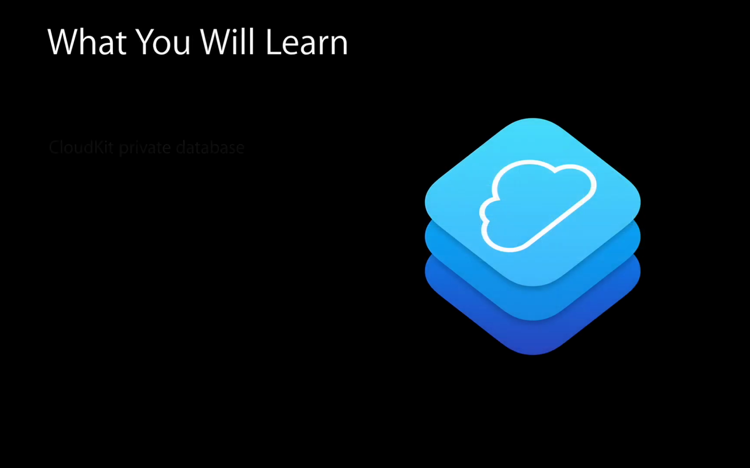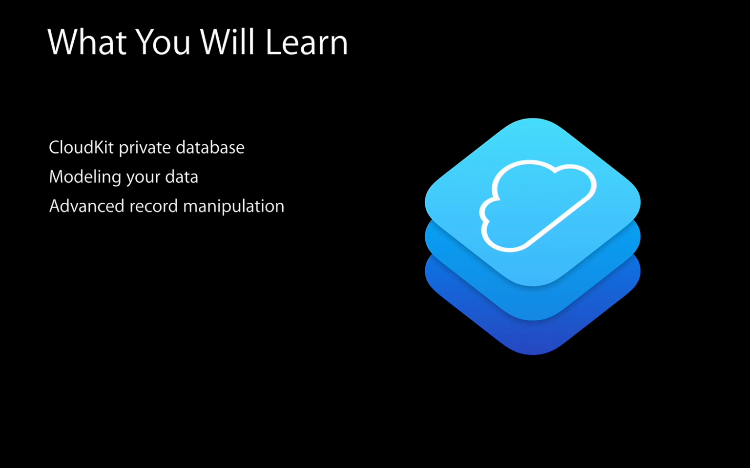What we're going to learn today, we're going to go over the CloudKit private database, which is a way for you to store private user information in iCloud. We're going to talk about modeling your data in CloudKit. We're going to talk about advanced record manipulation and different ways of saving records to the server. We're going to go over how to handle notifications reliably. If you miss a push, what to do. And finally, we're going to go over the iCloud dashboard, which is a web-based interface for managing your CloudKit application.